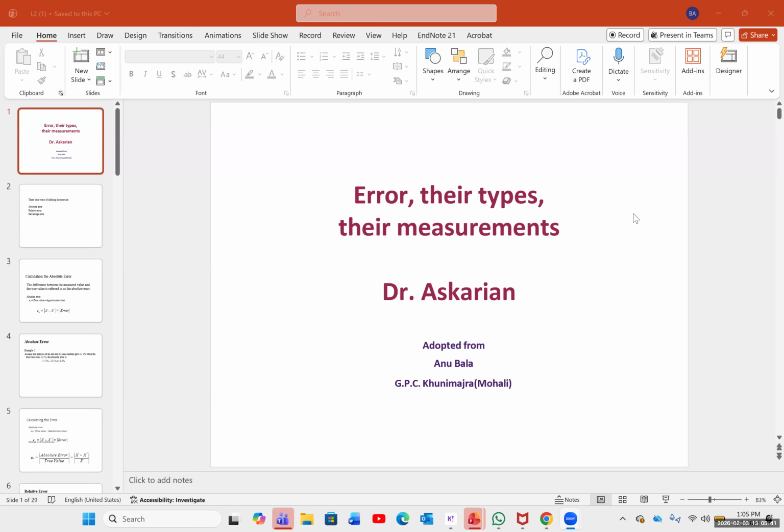Now, today we will continue with error, different types of errors. We will solve some practice problems on absolute errors and relative errors and different types of errors. If we have time, we would speak about precision and accuracy. What do they mean? And we will solve some practice problems on accuracy as well.